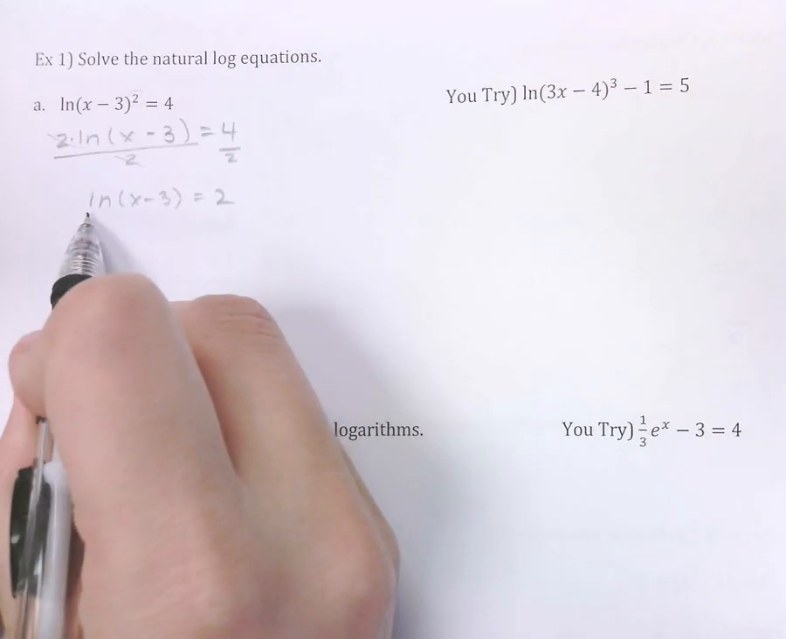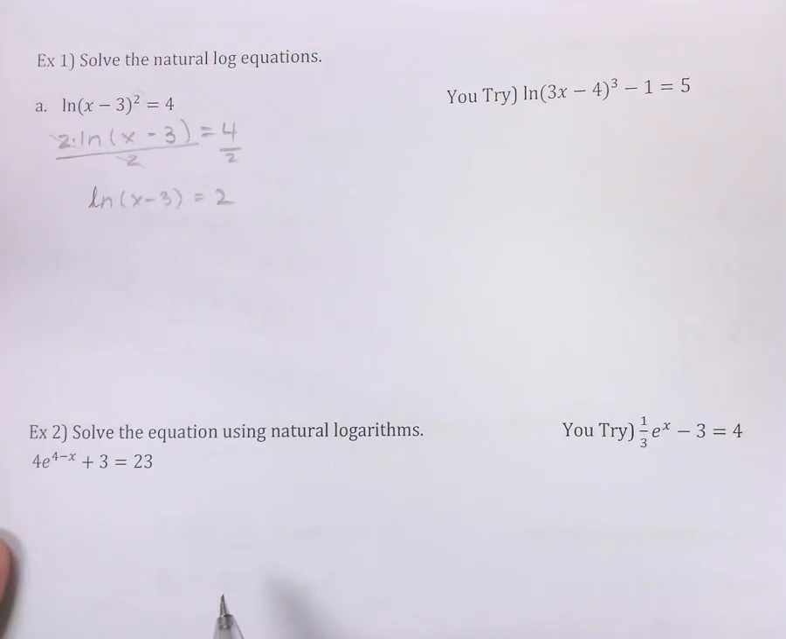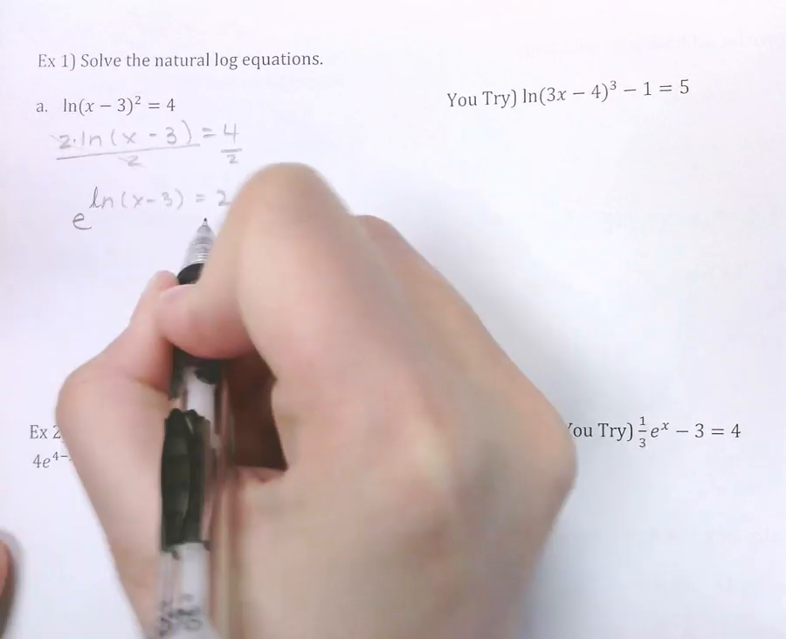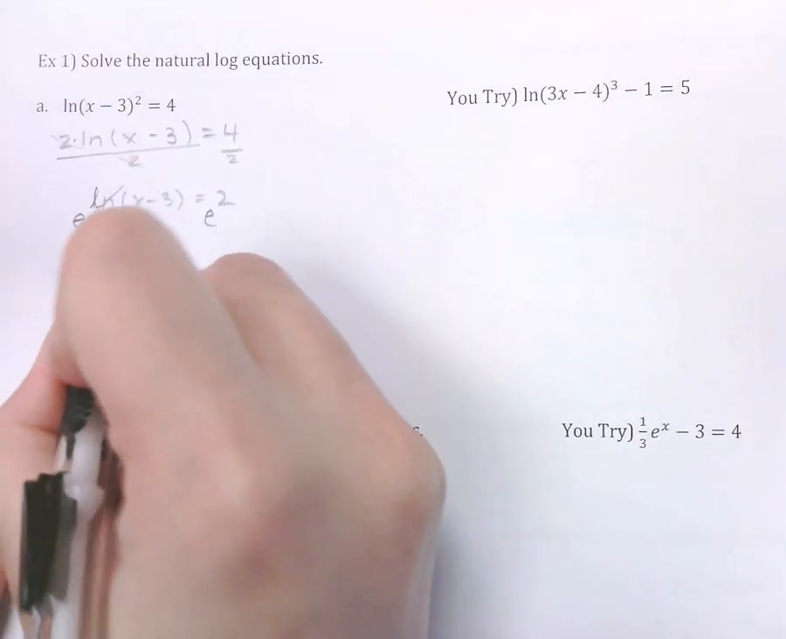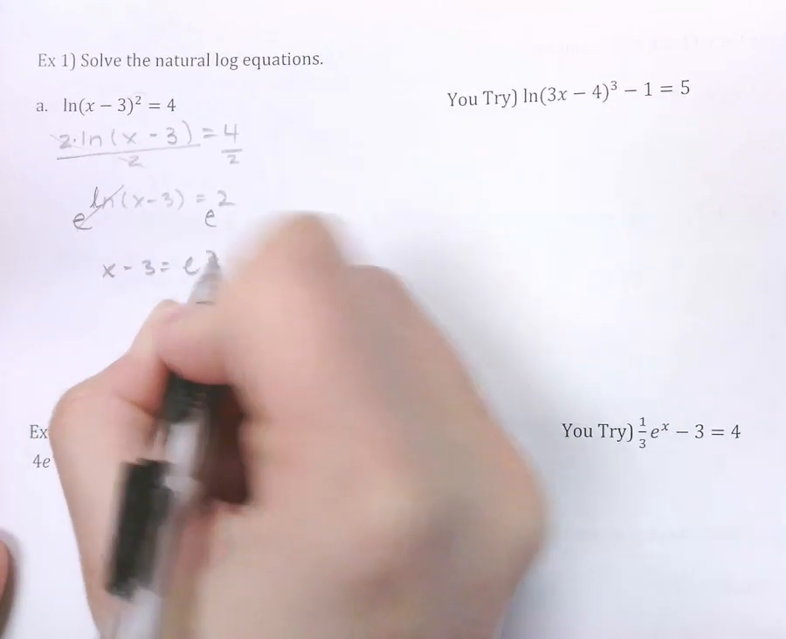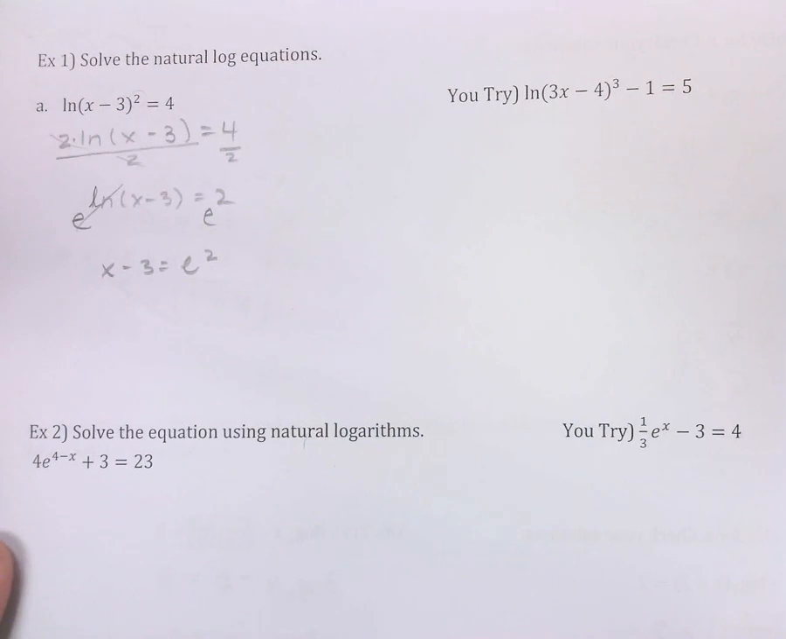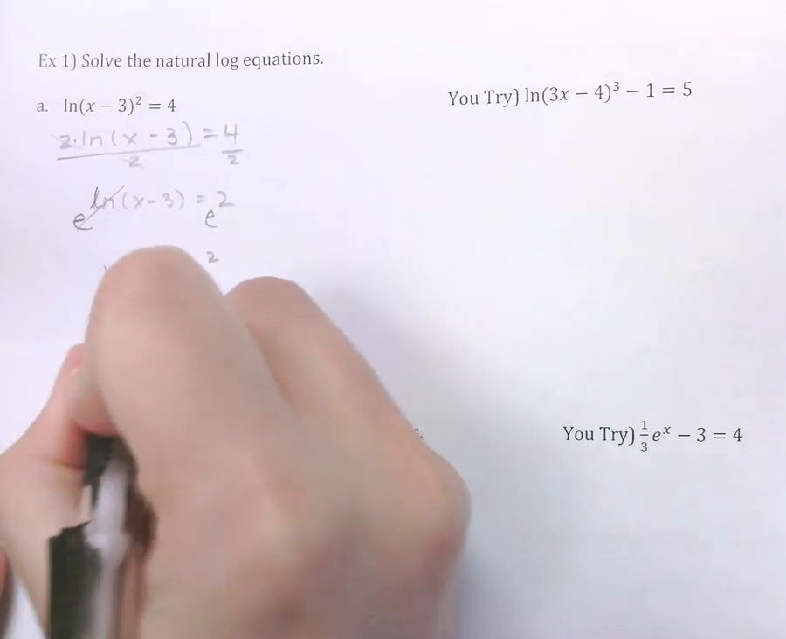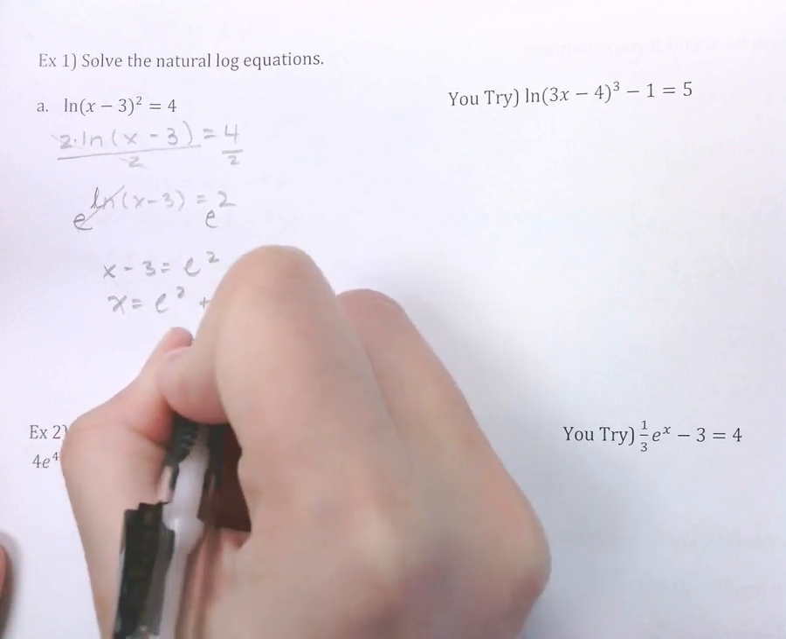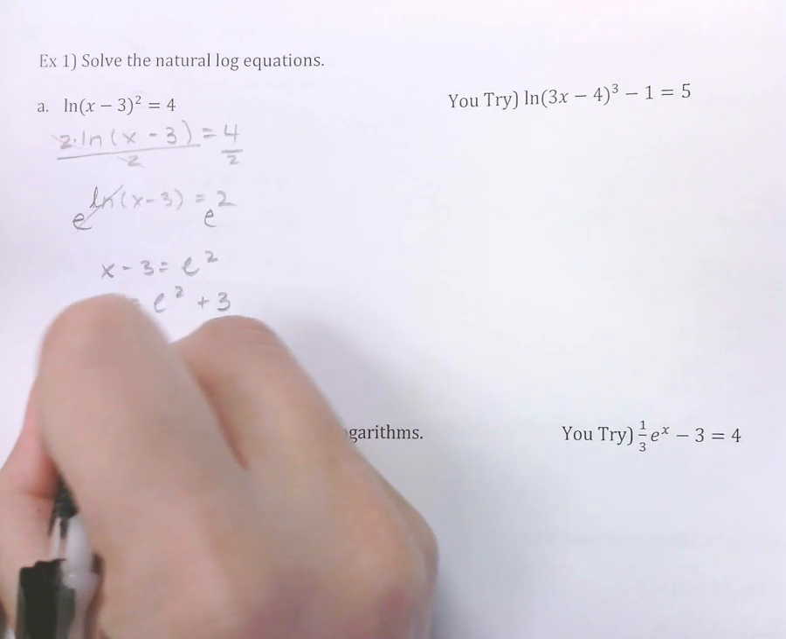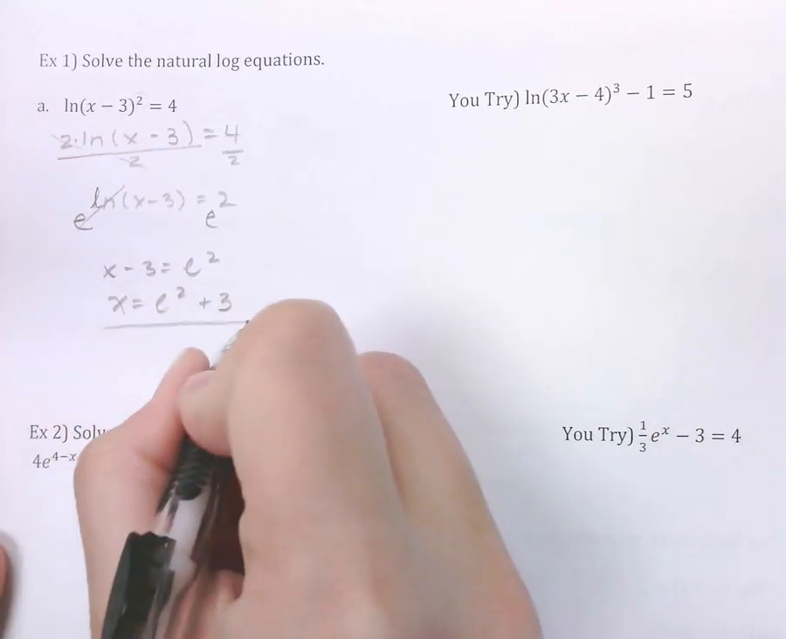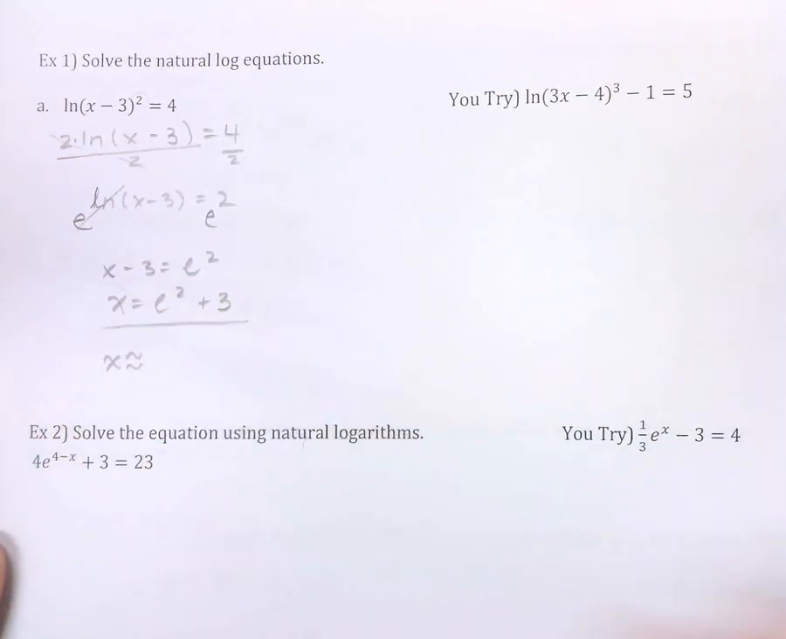It's weird. To undo my natural logarithm, I'm going to use an e. E and natural log are inverses, so they cancel, and over here I get e squared, which is going to require a calculator to estimate. And then I can just add 3. So we can just put in e squared, and it will give it to us. So this is your exact answer, and then you can approximate it using a calculator.